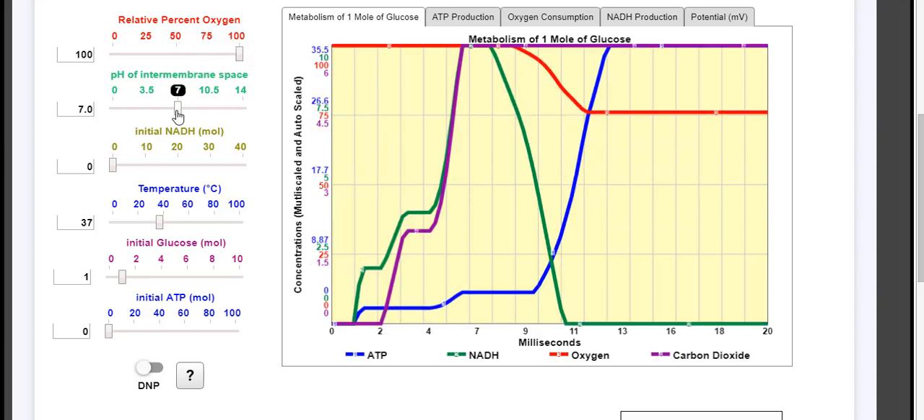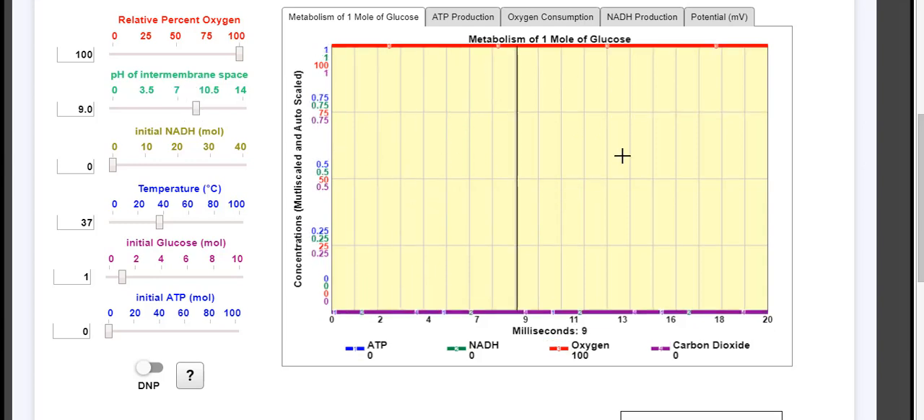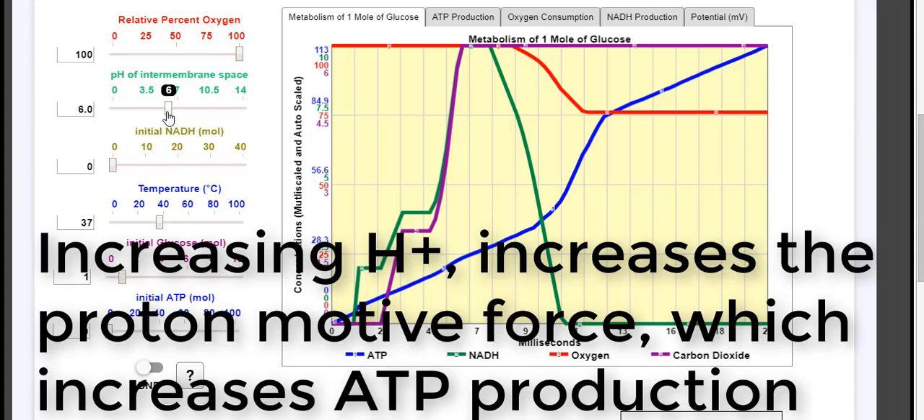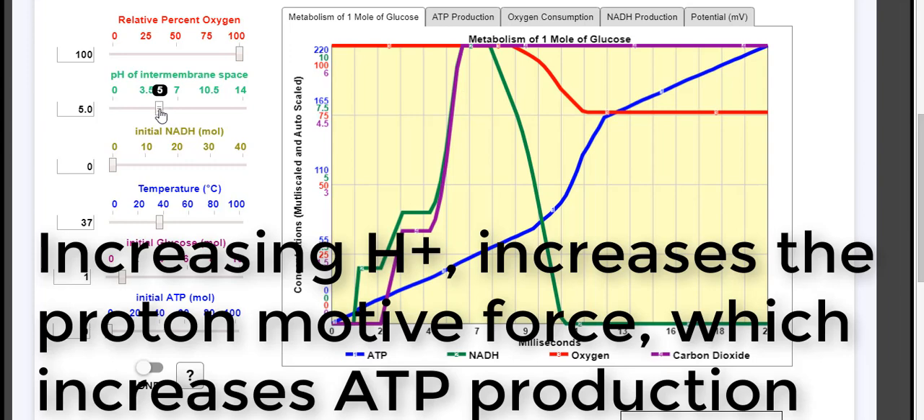Let's go on to pH. When I adjust the pH, increasing it, you can see really nothing ends up happening over time. Decrease pH, something else happens, and let's take a look at a pH of 5. You can see that the amount of NADH and oxygen really aren't changing, and the amount of carbon dioxide isn't changing, but look at the ATP. It starts skyrocketing at a pH of 5.